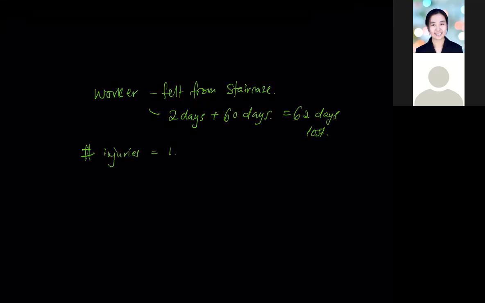So you will notice that the numbers are very different, but both will tell us how severe the case is. Without both, you will only see, oh, there are 100 cases per year, but without looking at how many days were lost, you will not understand how severe the incident is.